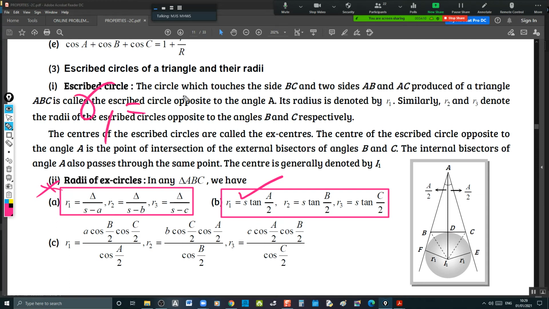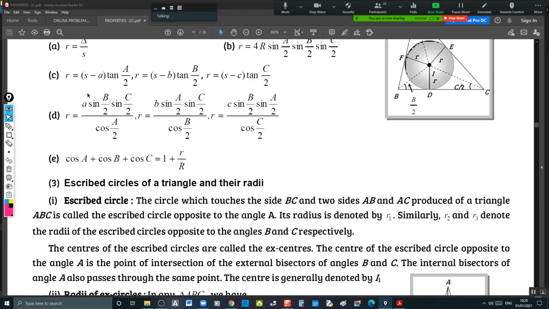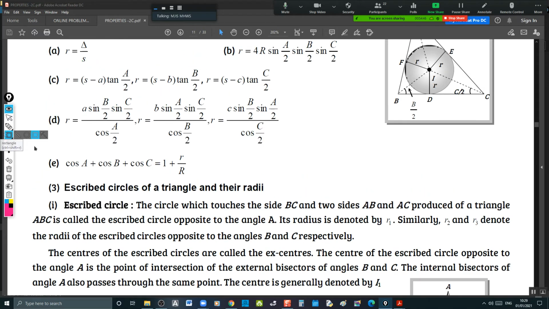And similarly, you have one more also, R1 equals 4R sine A by 2, cos B by 2, cos C by 2. So R1 has three formulae, and similarly R2, R3, and r also. Small r is equal to delta by s. And it is better you remember this as a standard result: cos A plus cos B plus cos C is equal to 1 plus r by R.